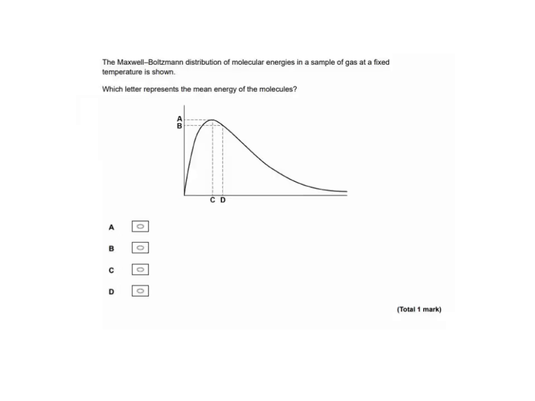So like I said, these are the kind of questions they like to ask. One mark, quick multiple choice questions. The Maxwell Boltzmann distribution of molecular energies in a sample of gas at fixed temperature is shown. Which letter represents the mean energy of the molecules? So let's just highlight that key word there, the mean energy of the molecules. Now remember what we just said only moments ago, I know, is that energy is on the x-axis. So we're talking about the x-axis here.